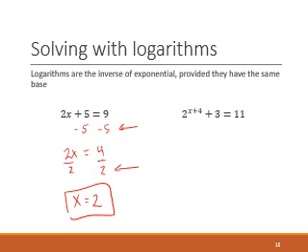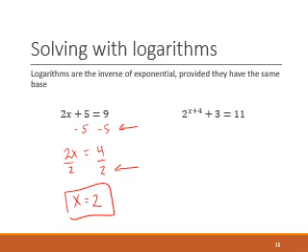Subtracting 5 is the inverse of adding 5. Dividing by 2 is the inverse of multiplying by 2. What you have to understand is logarithms are the inverse of exponentials. So if we wanted to solve an equation like the one on the right, now that's an exponential equation, and in the prior unit we taught you to solve it by finding a common base. But let's talk about how we could solve it with a logarithm now.